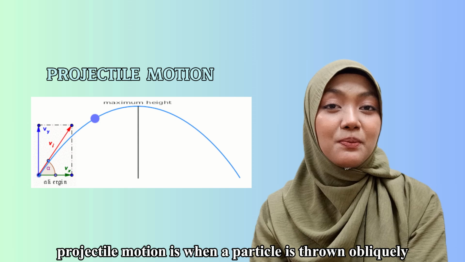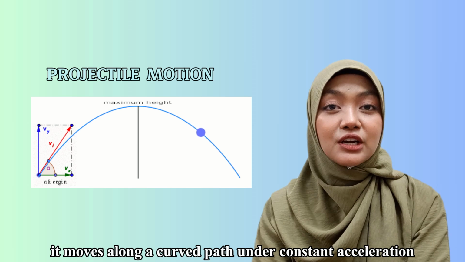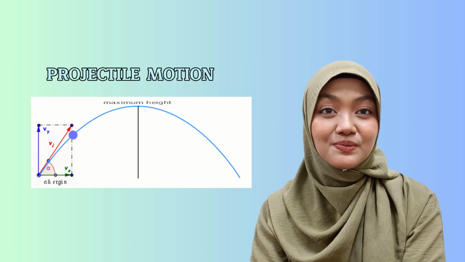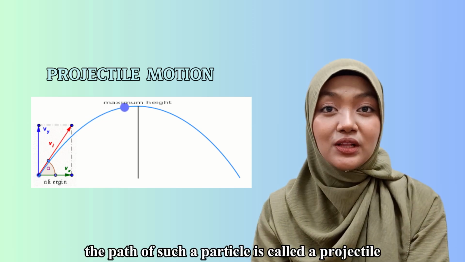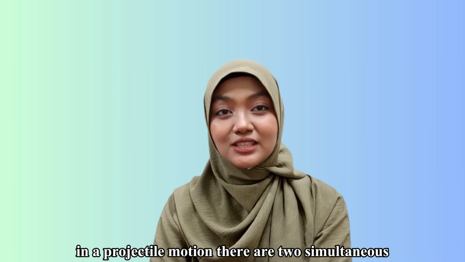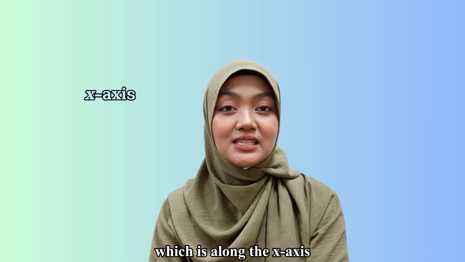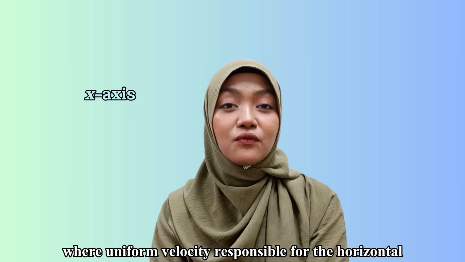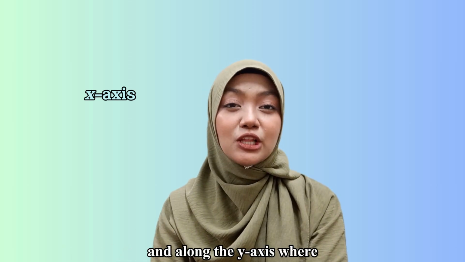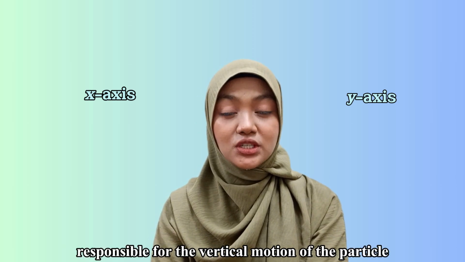What about projectile motion? Projectile motion is when a particle is thrown obliquely near the Earth's surface. It moves along a curved path under constant acceleration directed towards the center of the Earth. The path of such a particle is called a projectile, and the motion is called projectile motion. In projectile motion, there are two simultaneous independent rectilinear motions: along the x-axis, uniform velocity is responsible for the horizontal motion of the particle, and along the y-axis, uniform acceleration is responsible for the vertical motion of the particle.